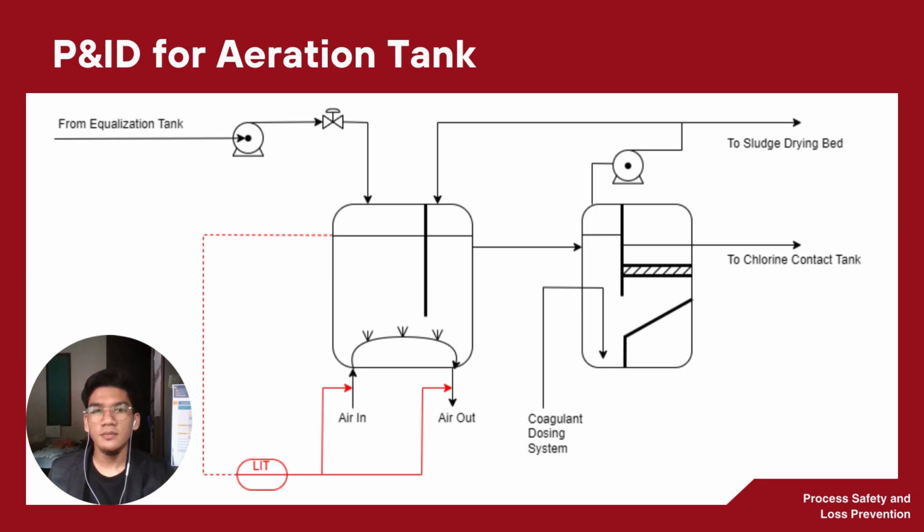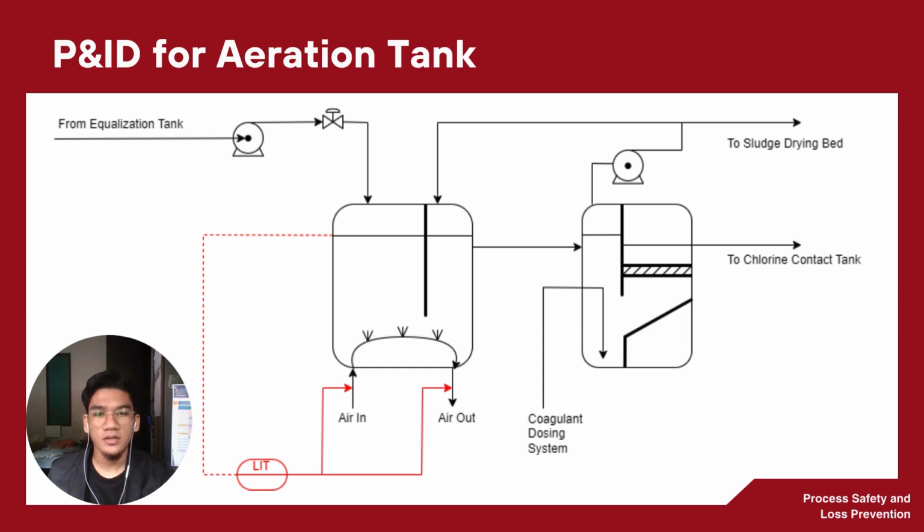Let's move to CEB 3023 process safety and loss prevention. As you can see here, this is the piping and instrumentation diagram, P&ID, for the aeration tank, which is connected to a settler afterwards. The contaminated water coming from the equalization tank enters the aeration tank with the help of a pump and control valve. Inside the aeration tank, air bubbles are released to enhance the growth of aerobic bacteria.